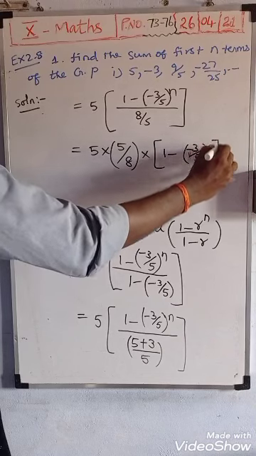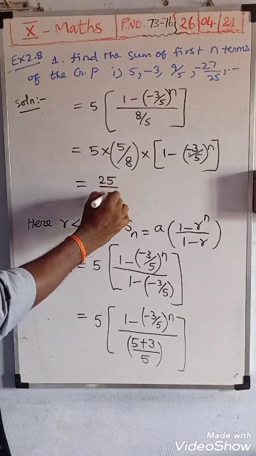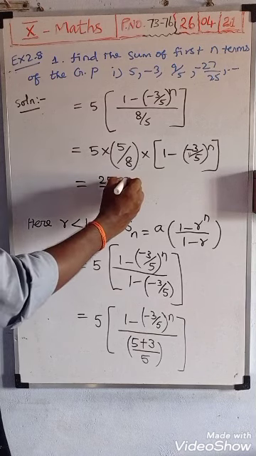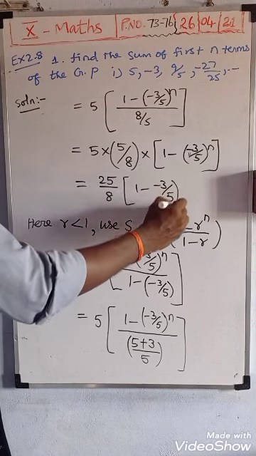Now you should multiply: 5 fives are 25 by 8. Only the 5 you should multiply with the numerator alone. So the answer is 25 by 8 bracket of 1 minus (minus 3 by 5) power n.